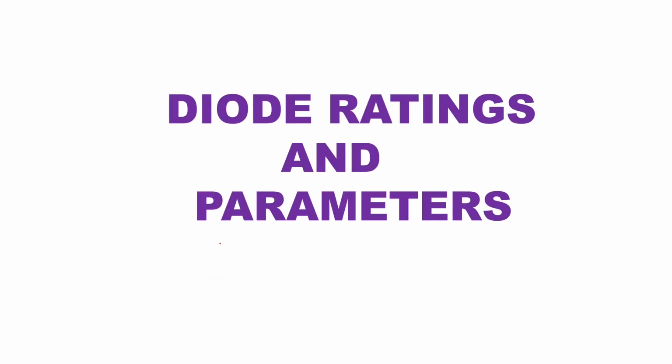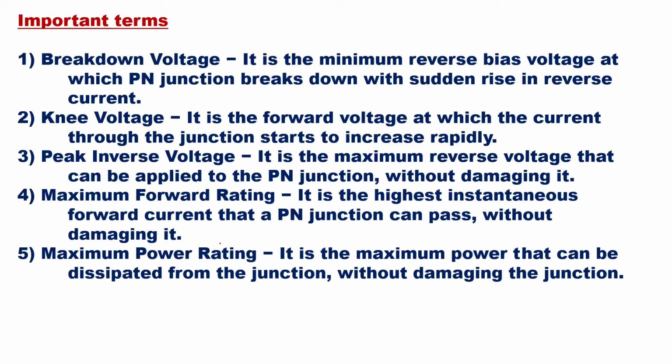Then we'll see what the diode ratings and parameters are. Initially, we'll see some important terms and then we'll go into the ratings and parameters in detail. The important terms of the ratings and parameters of a diode: the first one is the breakdown voltage. It is the minimum reverse bias voltage at which the PN junction breaks down with a sudden rise in reverse current. This is what we have seen in the reverse characteristics.